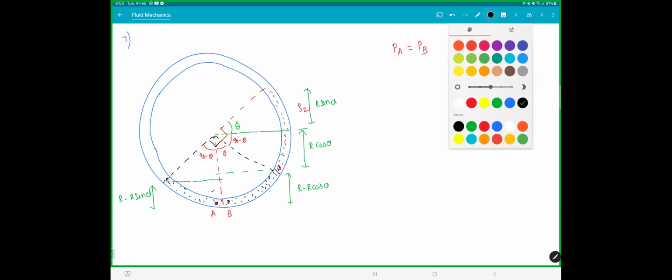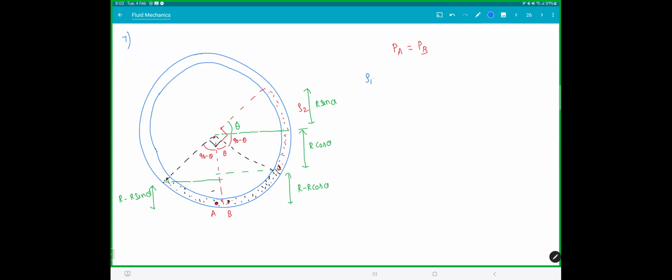So pressure on the left-hand side, PA, will depend on rho 1, the liquid. This is rho 1, G, the height is r into 1 minus sin theta. Whereas on the right-hand side, the pressure is rho 2, G, the total height of the red liquid is r sin theta plus r cos theta, plus rho 2 G r into 1 minus cos theta. There. So the total pressure because of these two liquids must be equal to the pressure due to this rho 1 liquid. Is that making sense, everyone?